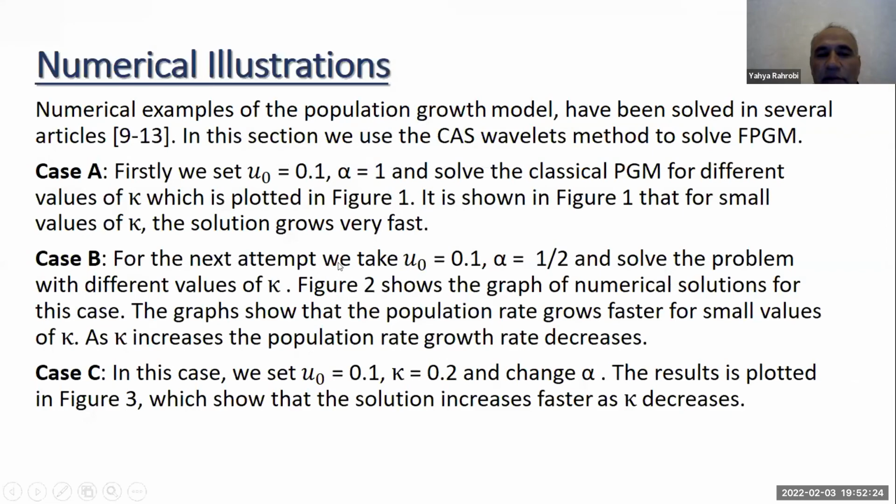Case B. For the next attempt, we take U index 0 equal to 0.1 and alpha equal to 1.2, and solve the problem with different values of kappa. Figure 2 shows the graph of numerical solutions for this case. The graphs show that the population rate grows faster for small values of kappa. As kappa increases, the population growth rate decreases. Case C. In this case, we set U index 0 equal to 0.1, kappa equal to 0.2, and change alpha. The result is plotted in figure 3, which shows that the solution increases faster as kappa decreases.